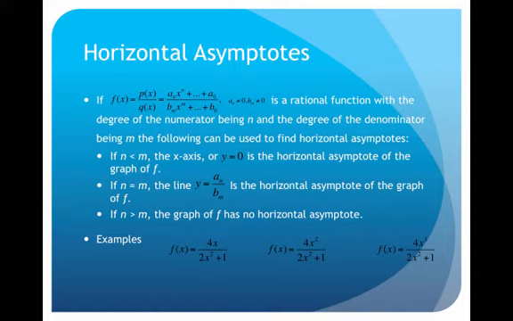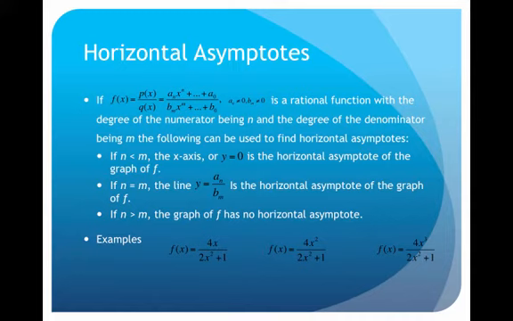Second, if n equals m, so if the degree of the numerator and the degree of the denominator are the same, if they're equal to each other, then the line of y equal to a sub n divided by b sub m is the horizontal asymptote of the graph of f. So here we're just using the coefficients of our numerator and denominator. Third, if n is greater than m, so the degree is larger in the numerator than the degree of the denominator, the graph of f has no horizontal asymptotes.